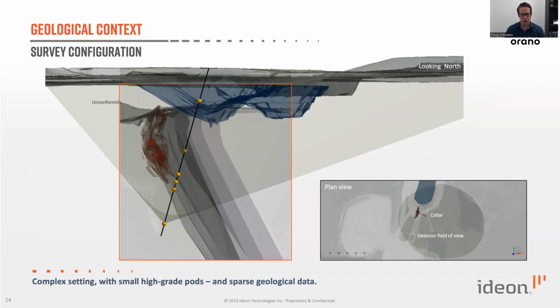And our field of view projected up to the surface, as you can see in the bottom right, was significant from a depth of 290 meters. So from this set of detectors, we were imaging a large volume of rock indicated by the field of view shown from the bottommost detector.